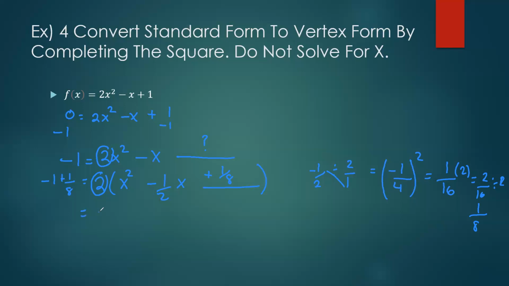So on the right side, you're left with 2 parentheses x squared minus 1/2 x plus 1/8, correct? And then on the left, you have -1 plus 1/8, which is like 8/8, right? Which is -7/8. Okay, so you have -7/8 equals 2x squared minus 1/2 x plus 1/8.